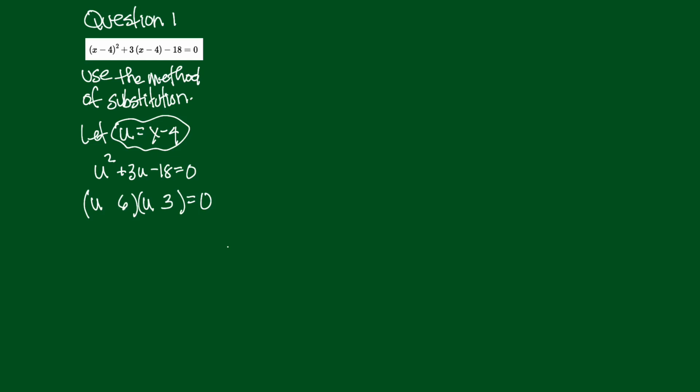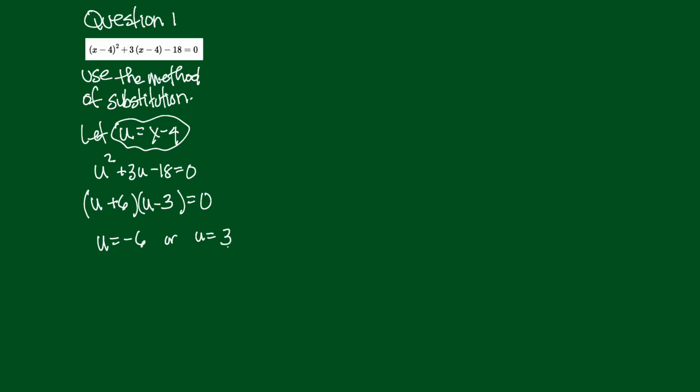Now, the 18 is negative, so the 6 and 3 have opposite signs. I'll put that plus sign with the bigger of these two products. And here's what I mean. The inner product is 6u. The outer product is 3u. This is bigger. So I'll put the plus sign with that one. So I'll get plus 6u minus 3u, so u plus 6 and then u minus 3. Now I can solve this. U is equal to negative 6 or u is equal to 3.